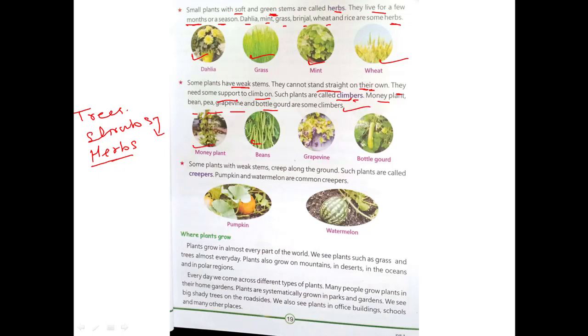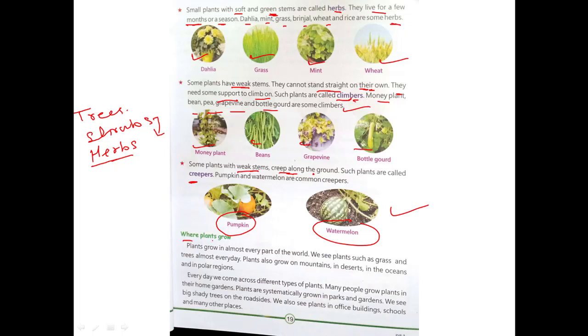Here you can see the pictures of these plants. Okay, next is creepers. Creepers are what? They have very weak stems and they creep along the ground. They can't climb on walls or wall-like things. They are known as creepers, and some examples of them are pumpkin and watermelon. These are some examples of creepers.